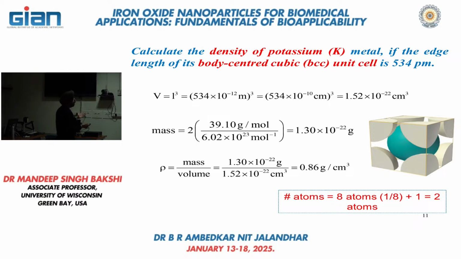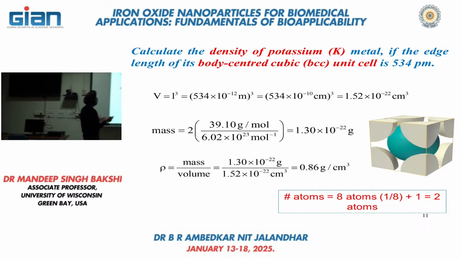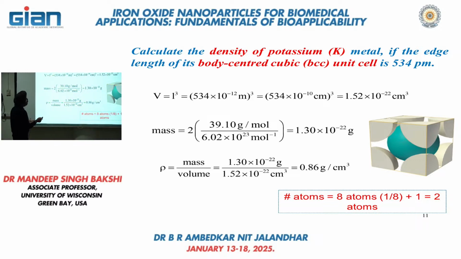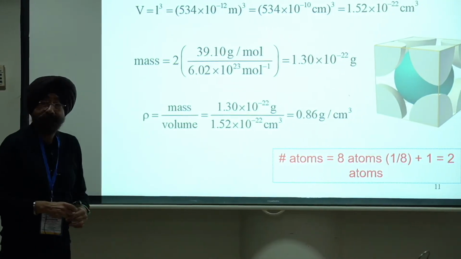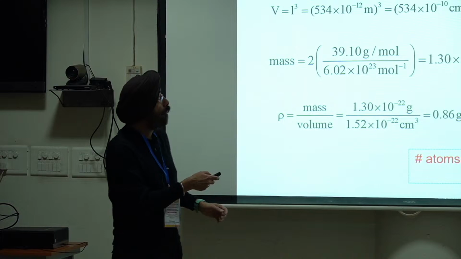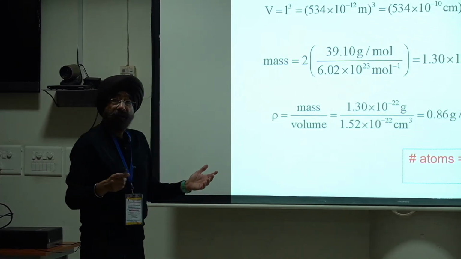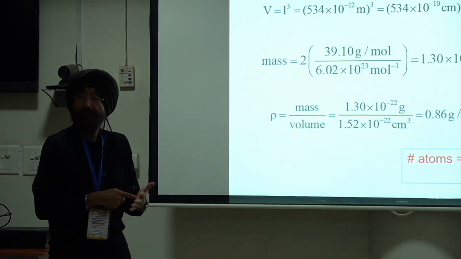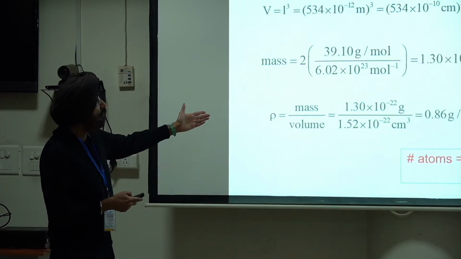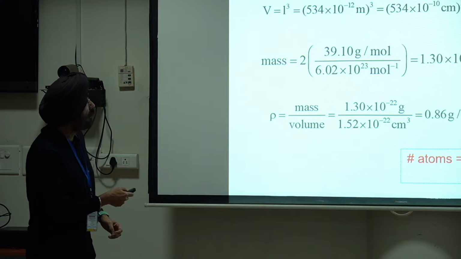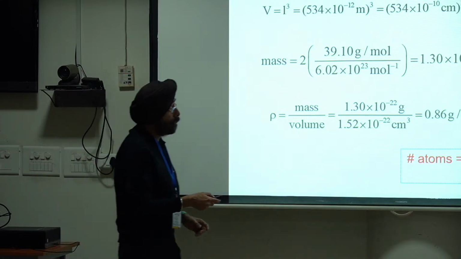So you are converting the picometer into centimeters, so picometer into centimeter, and then taking the cube, and eventually this is the volume. You have the volume, and now in order to calculate the density, you need the mass. The way you calculate the mass over here, the same way you are going to calculate the mass over here, but this is a body-centered cube.